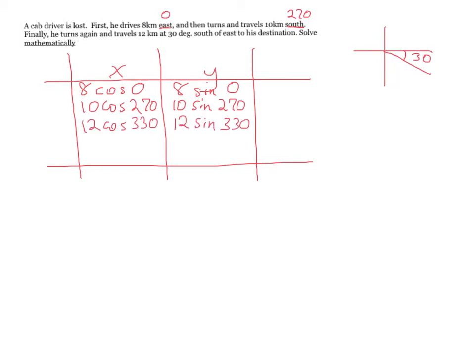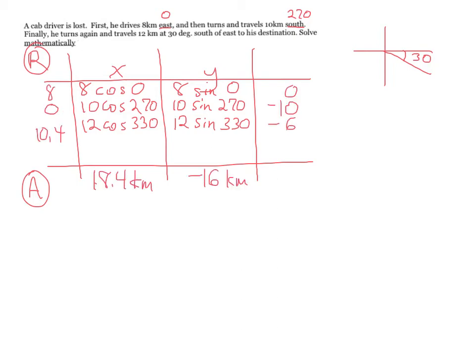Now that I've set up all three vectors by their x and y components, I'll do the math and then I can add all of the answers. This will cover the R part, resolve, and then the A part, add, of our system. The sum of the x components is 18.4 kilometers. The sum of the y components is negative 16 kilometers.